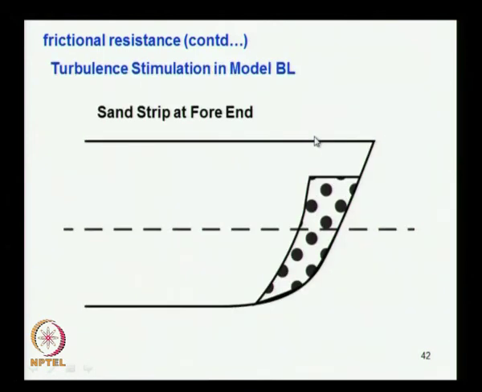Another approach is looking at the boundary layer, and how you induce turbulence in it. That is the second option. What you do is put a sandpaper strip over here, so it is rough. When the flow passes over this, turbulence is created. This turbulence will extend in the boundary layer. So the boundary layer becomes turbulent.